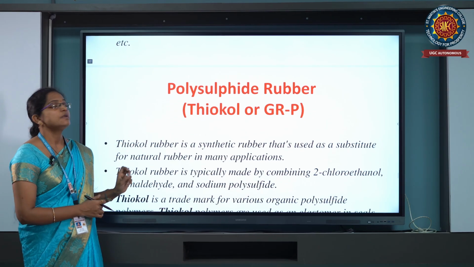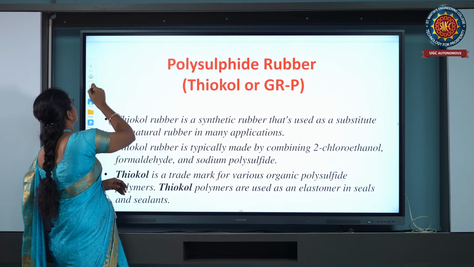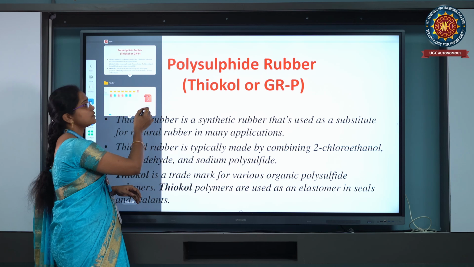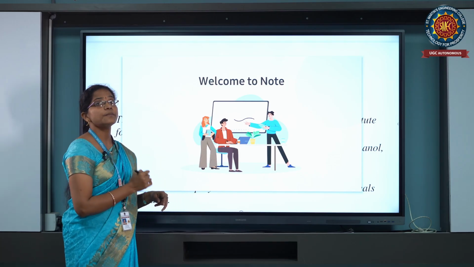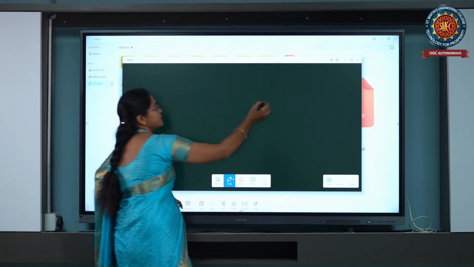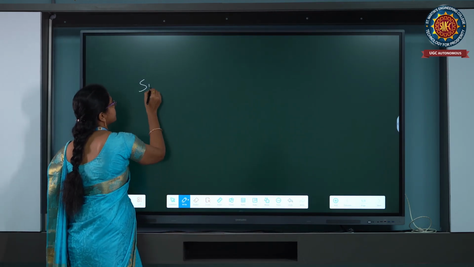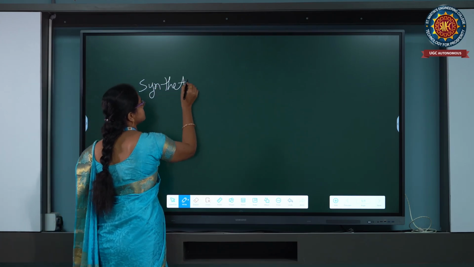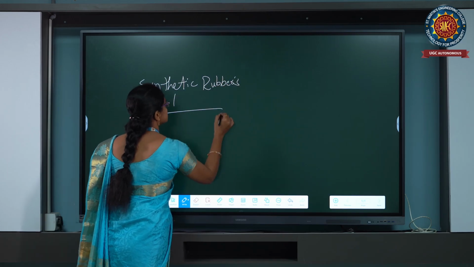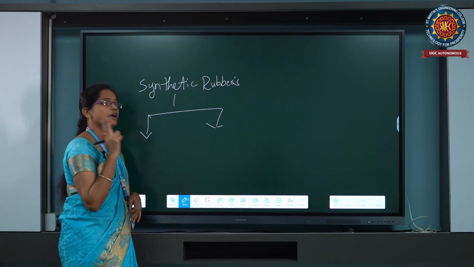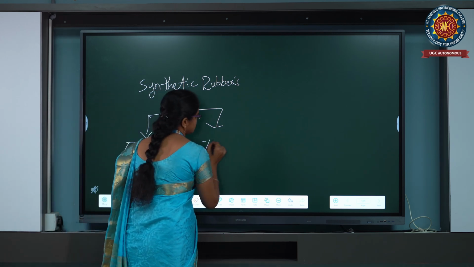Next one, thiokol rubber. Buna-S is completed, then thiokol rubber. Synthetic polymers are discussed in two types. The first one is Buna-S, after that the thiokol rubber. Among synthetic rubbers, you have to discuss only two rubbers: first Buna-S, next thiokol.